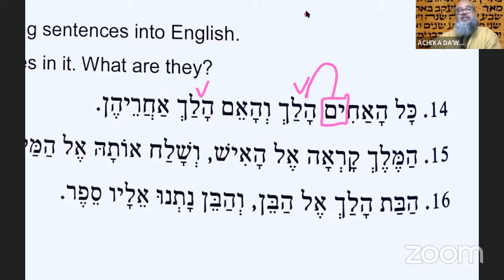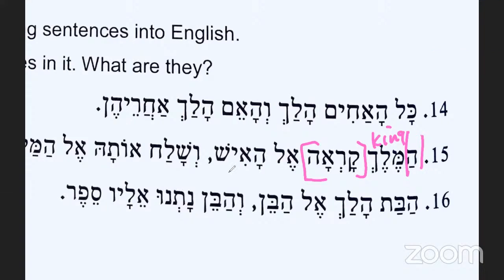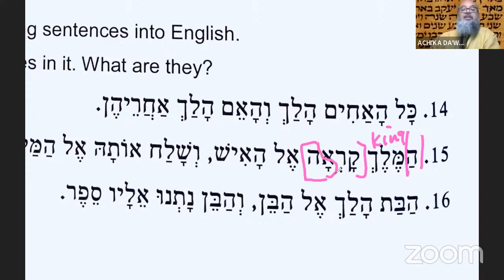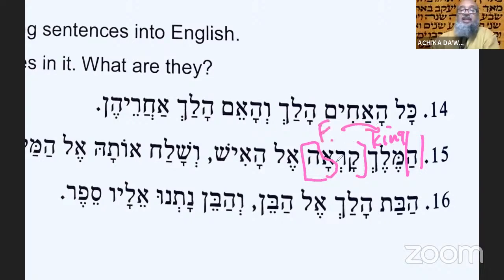You guys got that? Okay. What's the next one? Hamalek, the king, kadra'ah. What's the problem? The ah at the end, because the ah represents what? Femininity, but we're not talking about femininity. We're talking about the king. The verb here is the problem because it's not representing the king. The king is masculine, so the verb should be masculine.